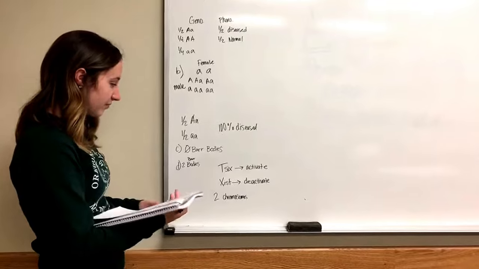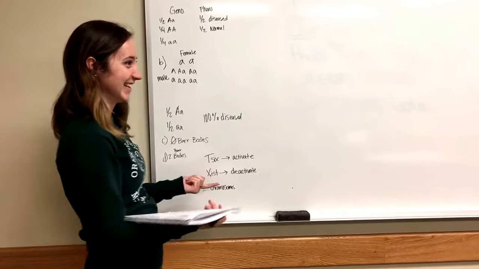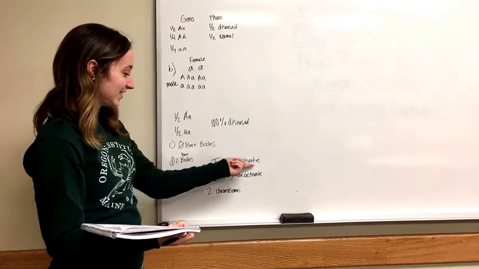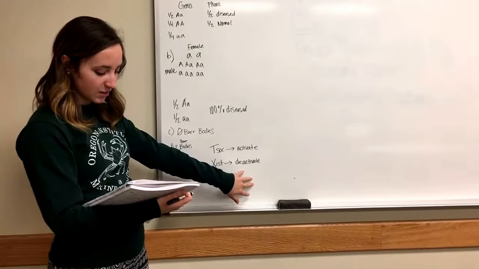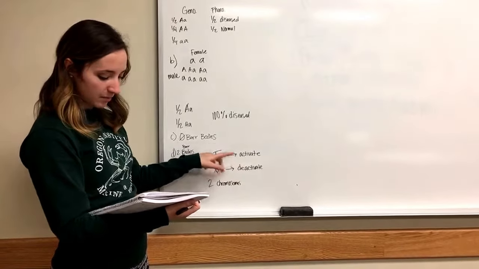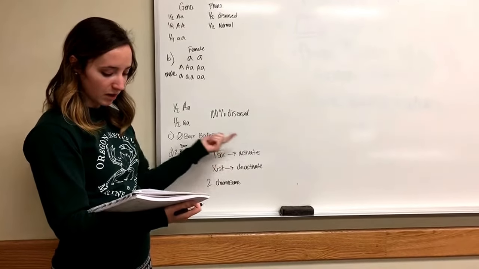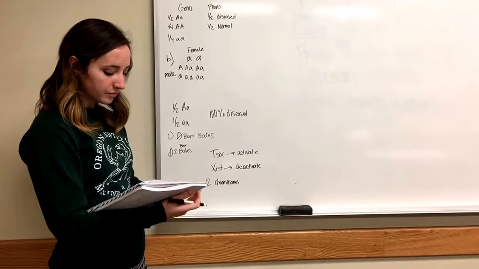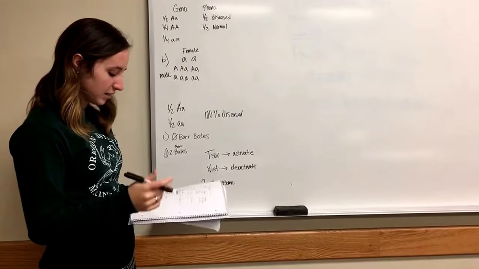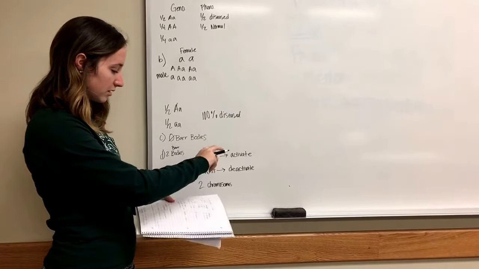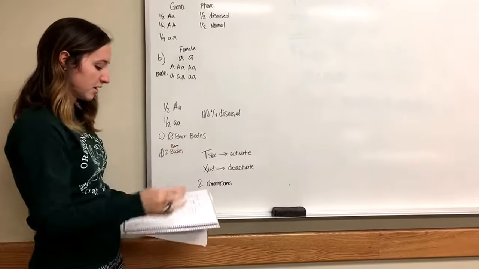For D, we just call it the Tsix and the Xist. These activate, and then these ones deactivate. It says that the Tsix genes on each chromosome, and the cat has 2 X chromosomes, so the Tsix on each of those X chromosomes are non-functional, and so the Xist is going to deactivate both of those X chromosomes, and so you'll have 2 Barr bodies.